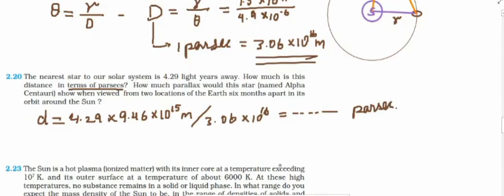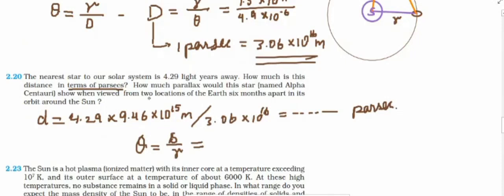Then next, there is a second part for that question. How much parallax would this star named Alpha Centauri show when viewed from two locations of the Earth 6 months apart in its orbit? Parallax means you need to calculate the parallactic angle. Theta is equal to arc length divided by radius.